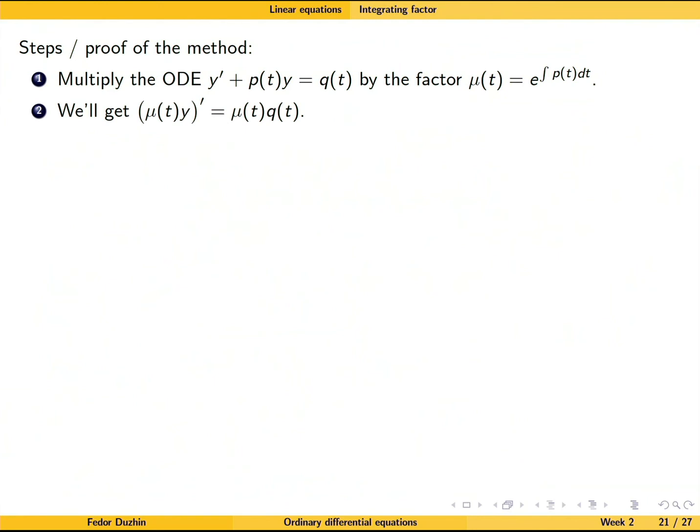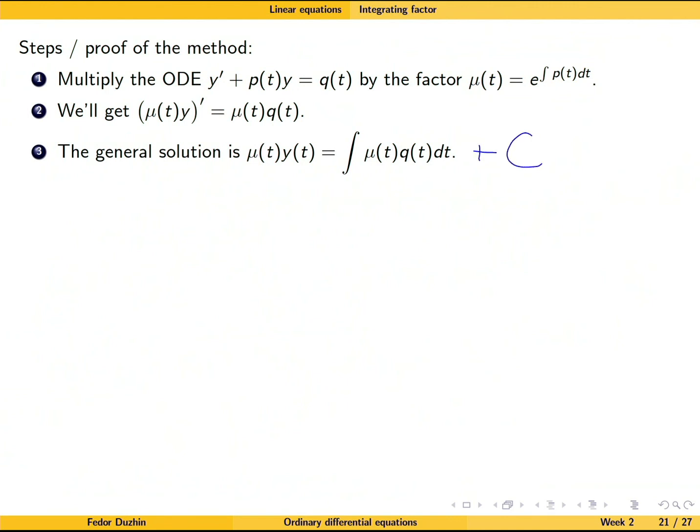So then we're going to get an equation of this form. But then this equation tells us that the derivative of the unknown function mu times y is given. So to find mu times y itself is just to integrate. Notice that here it is important to include the plus c.